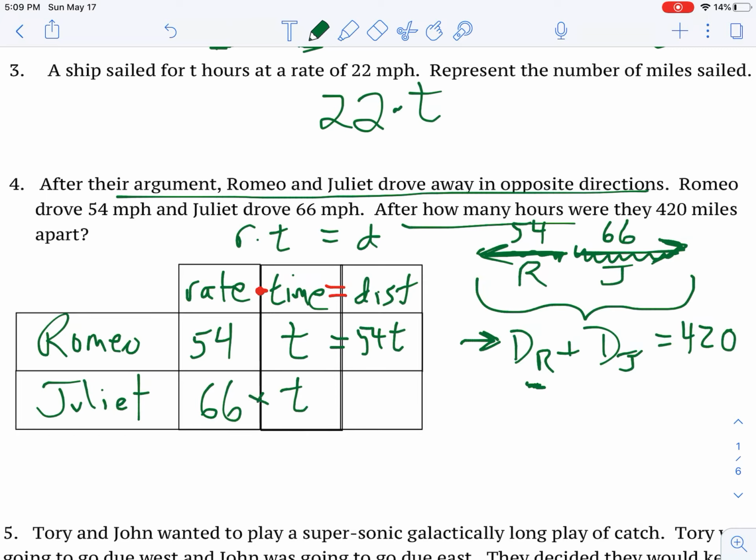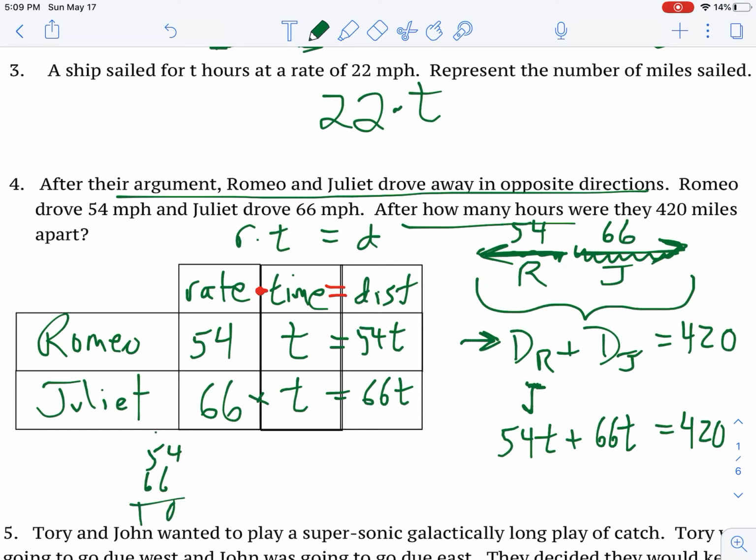54t is Romeo's distance. 66 times t is giving me 66t. That's Juliet's distance. So Romeo's distance is 54t. Juliet's distance is 66t. Add them together, you're going to get 420 miles. All right, so here we go. 54, 66. We're going to get 120.